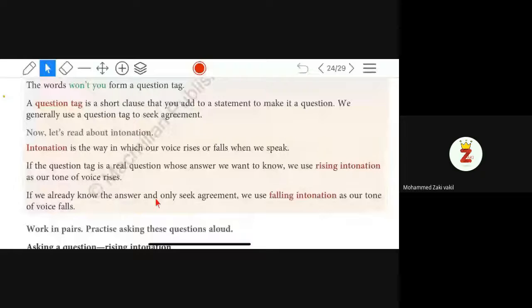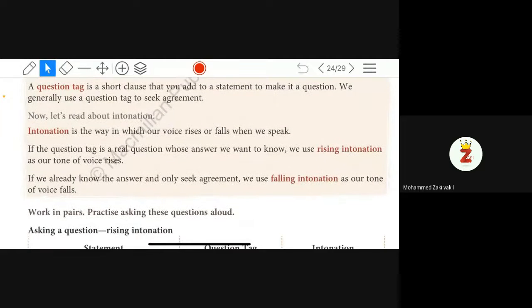Sir, your voice is... Am I audible? What is rising intonation and what is falling intonation? Can you tell me what is rising intonation and falling intonation?